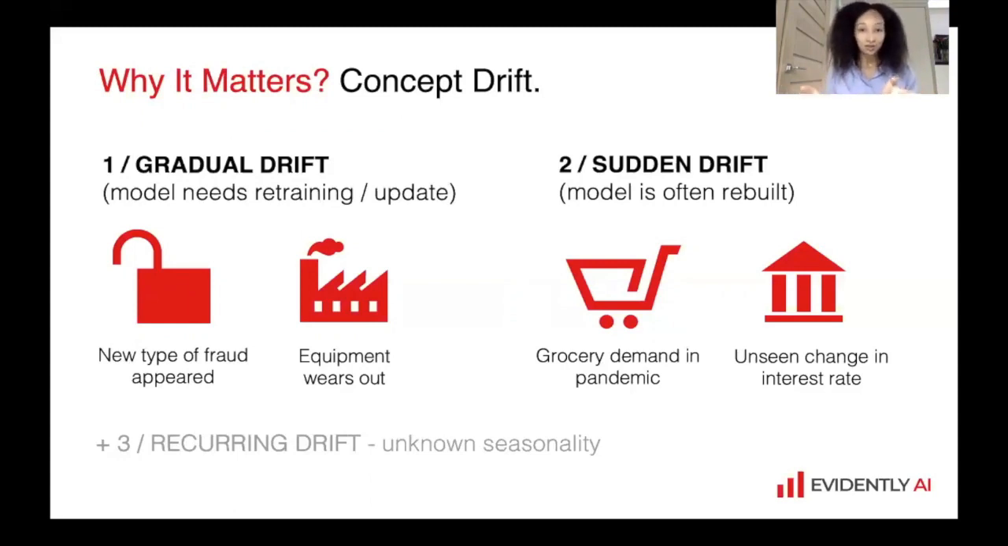Another thing is sudden drift. This is something that can happen out of the blue. For example, the changes in grocery demand during the pandemic that we all saw recently, or an unseen change in interest rates in banks. And this is absolutely another type of drift because it always happens suddenly, right?